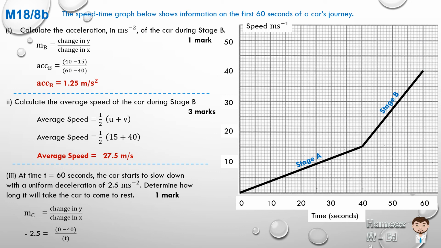So we can carry the t across because it's a denominator, so it'll go up on top. And we can bring minus 2.5 below, so we can write t is equal to minus 40 over minus 2.5. We have two numbers with the same sign, so that will be a positive. And 40 divided by 2.5 is 16. So the time taken to decelerate until it reaches a stop will be 16 seconds.